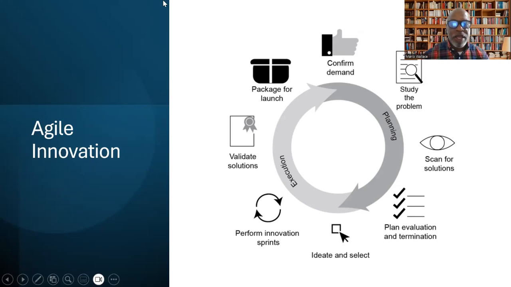The first one is confirm demand. The second is to study the problem. The third is to scan for a solution. The fourth is plan, evaluation, termination. The fifth is ideate and select. The sixth is perform innovation sprint. The seventh is validate solution and package for launch. The eighth is the last step. The first 4 are in the planning phase, and the second 4 are the execution phase.